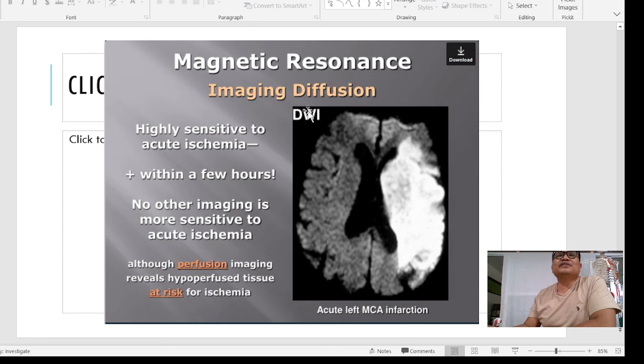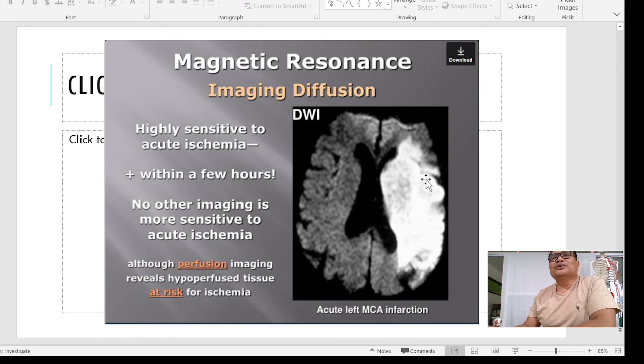Here, diffusion imaging. White. So what is this? Ischemic tissues. No other imaging is more sensitive to acute ischemia than the MRI. So these are ischemic tissues. It means the blood supply is blocked in this part of the brain.